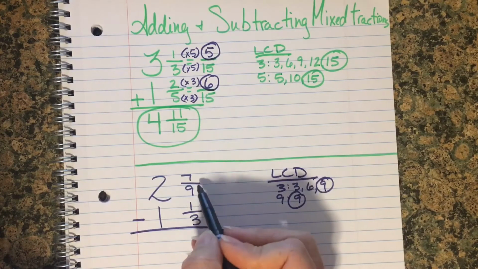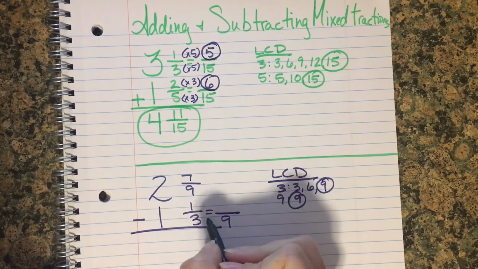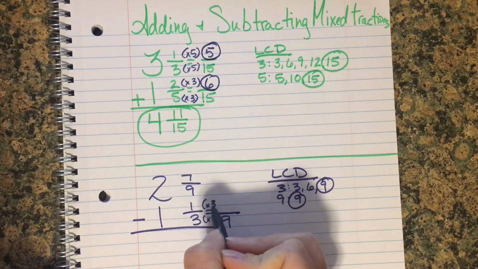So 7/9 is fine the way it is because it's already a 9th. The only one I need to change is this one. 3 times 3 is 9. 1 times 3 is 3.